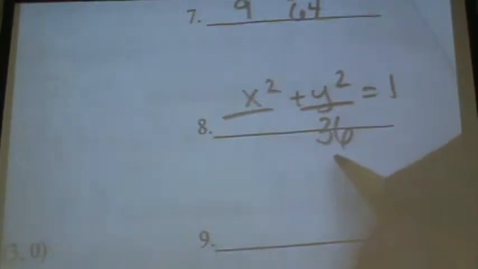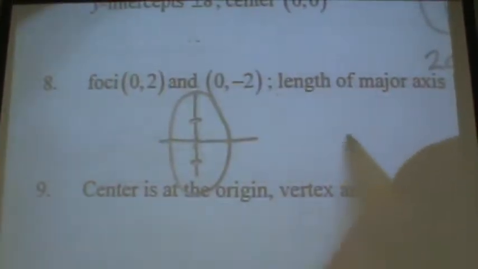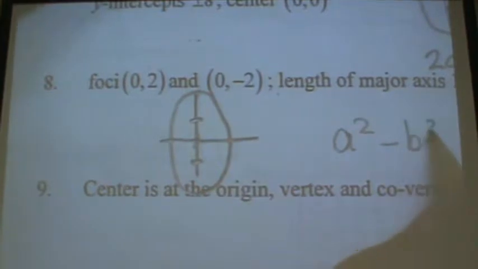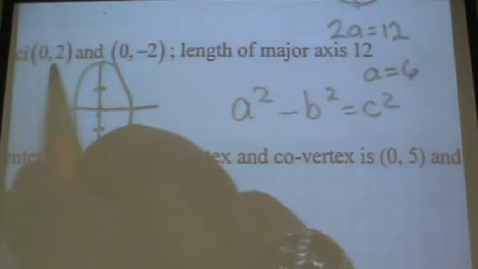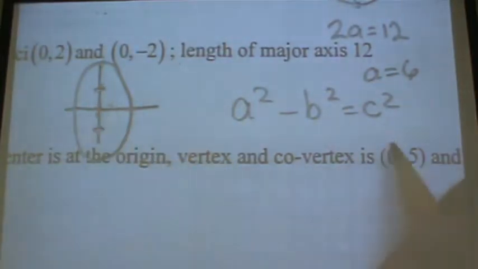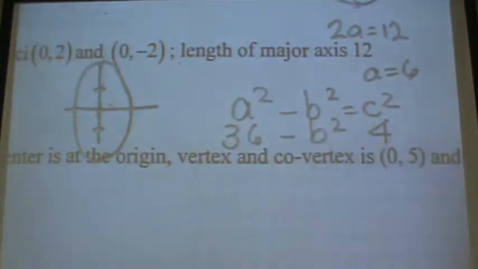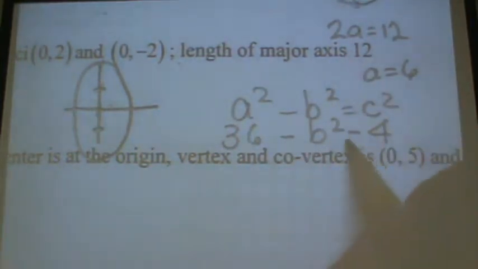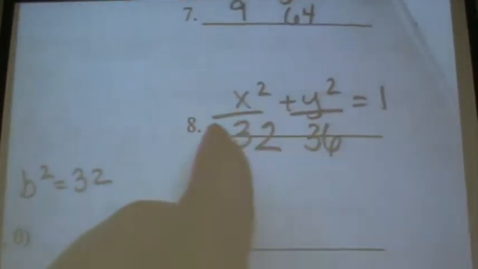Now, how do you figure out the b value? This is a. How do you figure out b squared? Well, you need to know that in an ellipse, a squared minus b squared equals c squared. We know that the fixed point is 2 units, so c squared is 4, and a squared is 36. So how do you figure out what b squared is? You subtract, you get 32, so b squared is 32. I think you guys had them reversed.